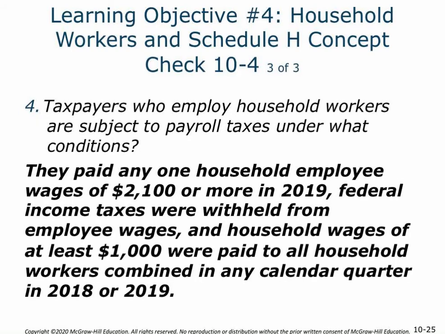Concept check 4, taxpayers who employ household workers are subject to payroll taxes under what conditions? When do we have to do this? You pay one household employee wages of $2,100 or more, federal income tax is withheld from employee wages, and household wages of at least $1,000 were paid to all workers combined in any calendar quarter in 2018 or 2019.